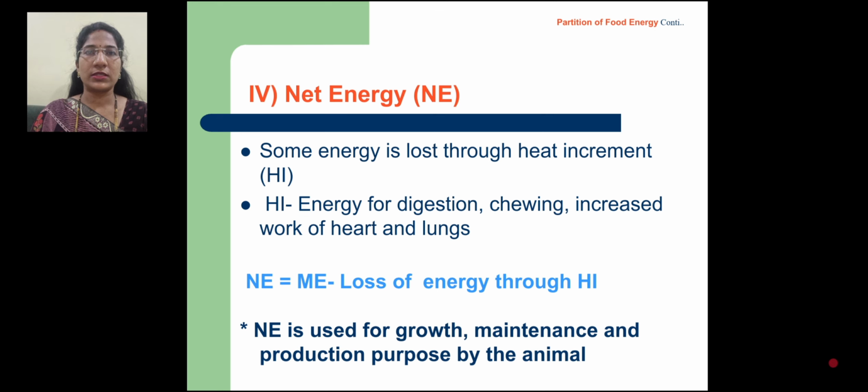Then the next energy is net energy. Net energy means some energy is lost as heat increment. That means heat increment is the energy for digestion, chewing, as well as the increased work of the heart and lungs. So, as given in the formula, net energy is equal to metabolic energy minus the loss of energy through the heat increment. This net energy is used by the animal for growth, maintenance and production.